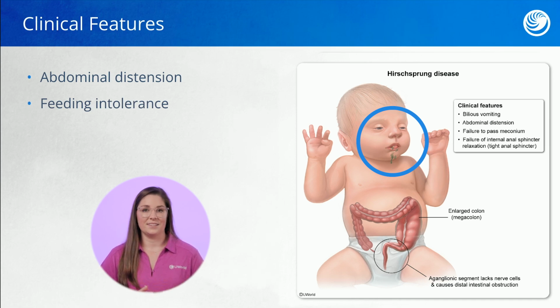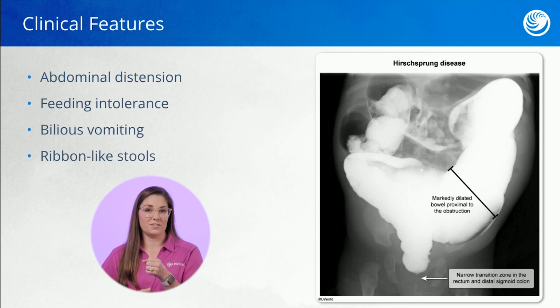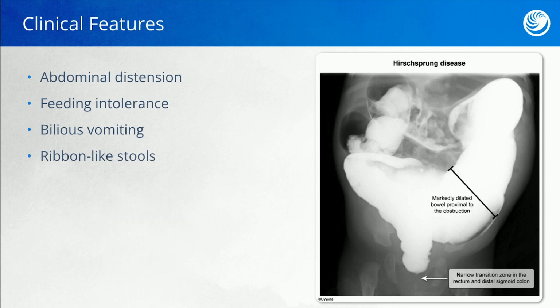Bilious vomiting is another clinical feature that's classic for Hirschsprung disease, and this is due to the obstruction being below the duodenum, so the bile is able to make its way back up. Ribbon-like stools can also occur due to the narrowing and the contraction of that distal colon, and this can change the presentation of the stools into a thin ribbon as it passes through that narrow lumen. This can then also lead to decreased weight gain and growth development delays.